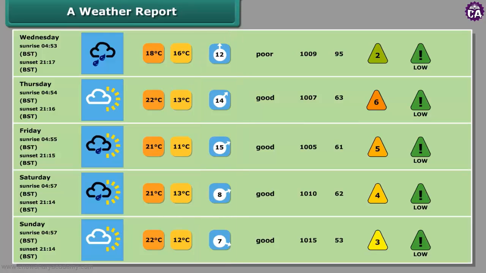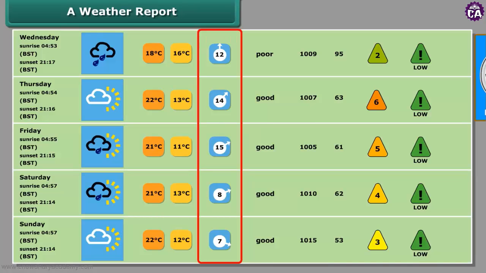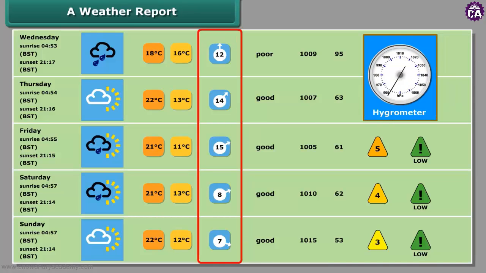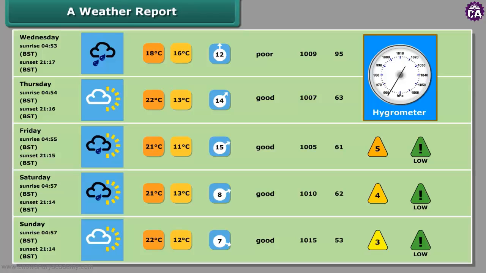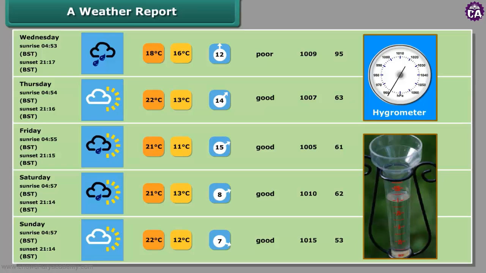In the fourth row of the table, you can see the humidity. Humidity is measured by hygrometer. In some weather reports, a row for rainfall is also given. Rainfall is measured by an instrument called rain gauge.